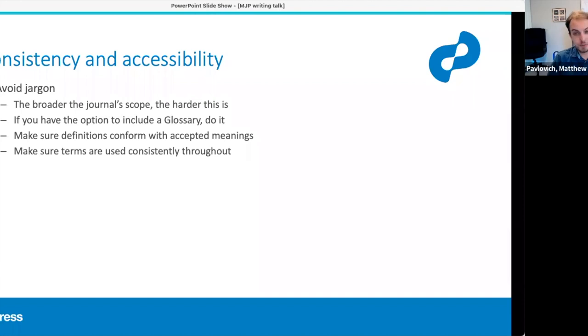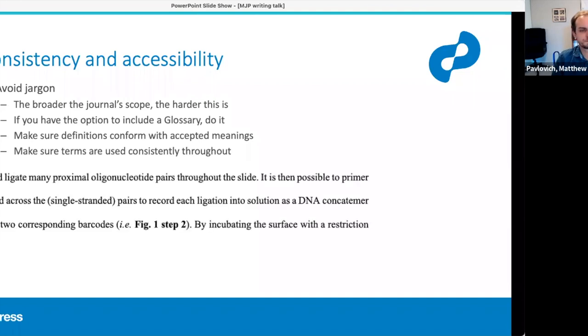I mentioned the glossary is something that we can include in the journal that I edit. Other journals do it too. If you have this option, it might not be required, but I strongly suggest taking advantage of it because this is how you can introduce new readers or non-experts to the terms that you find important. Make sure your definitions conform with the standards in the field. So don't go out on a limb and suggest your own meaning for these things, but make sure that it reflects the actual practice of the field. And then make sure that your terms are used consistently throughout the paper.